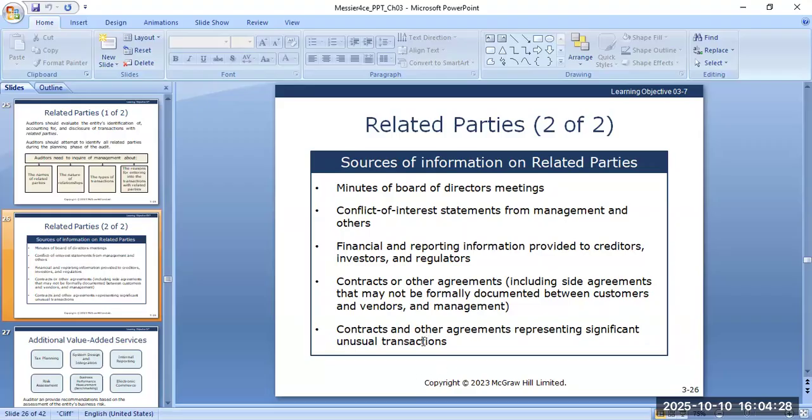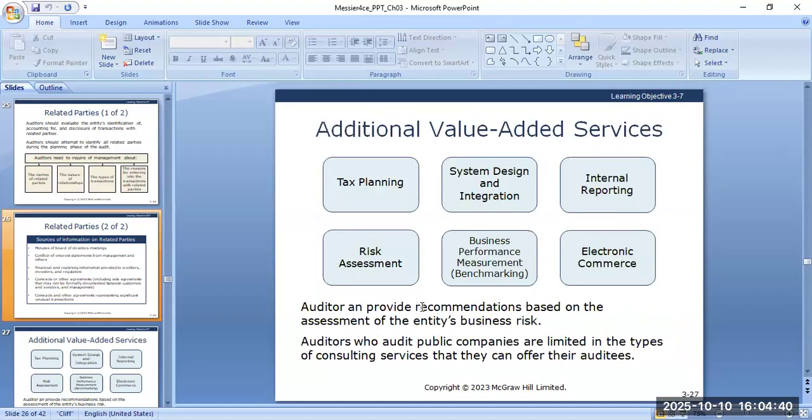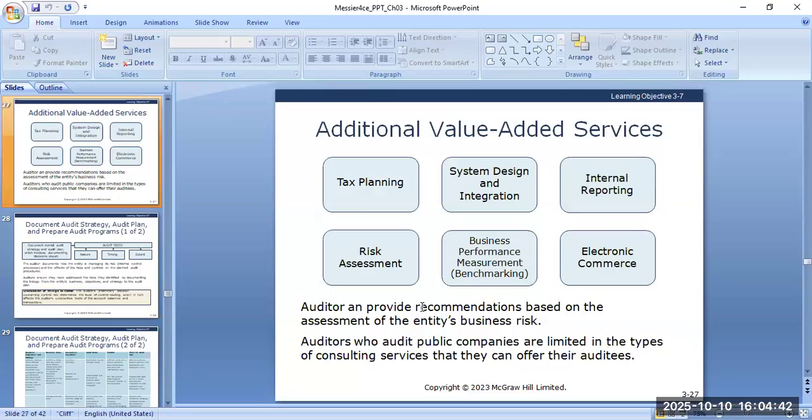And at some point, he found these contracts and agreements, which were triggered by significant unusual transactions. And that's how he found the related parties.